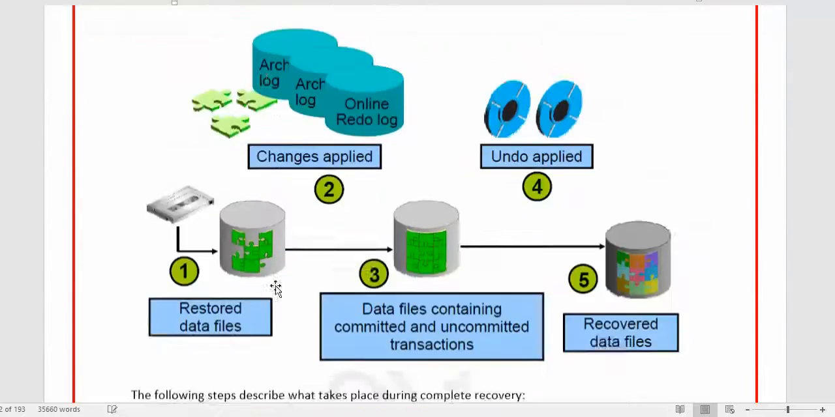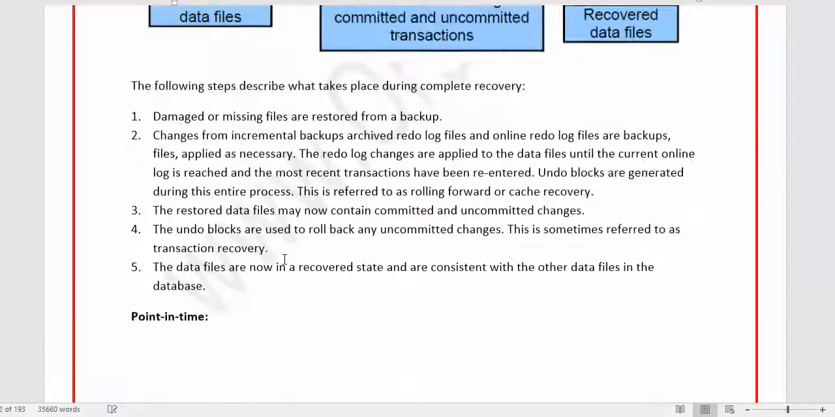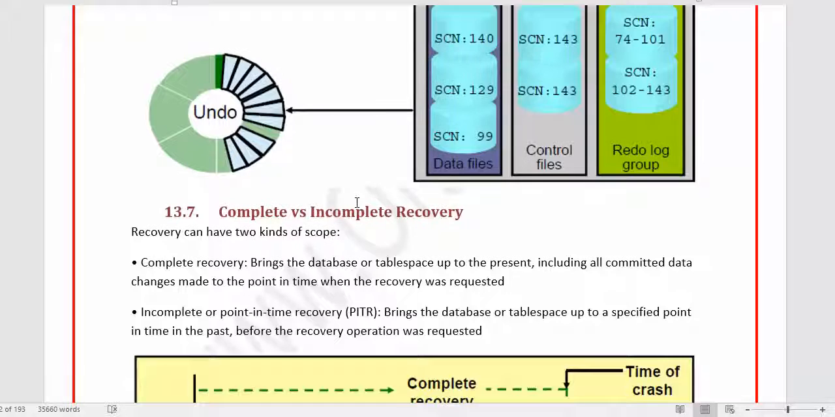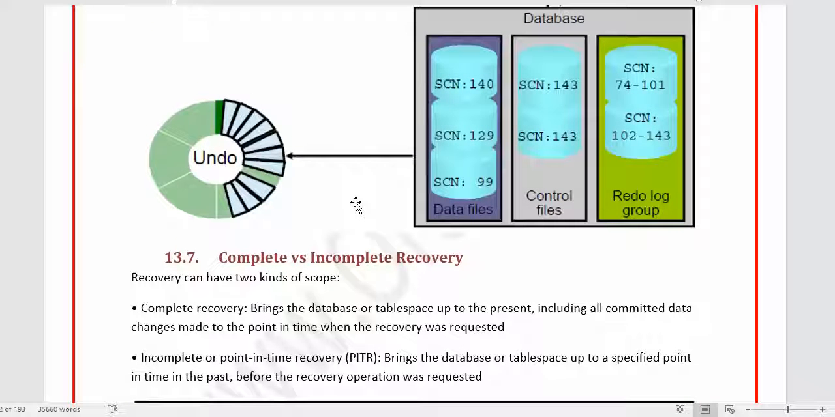Before we close, we will cover this topic, which is complete versus incomplete recovery. We have spoken about recovery so far. I'll pause at this moment in case you have any questions up to recovery. Please ask me any questions. If not, I can move forward to the difference between complete and incomplete recovery.